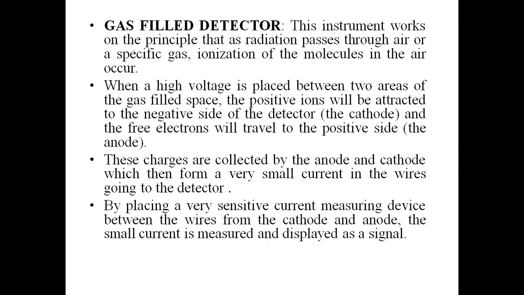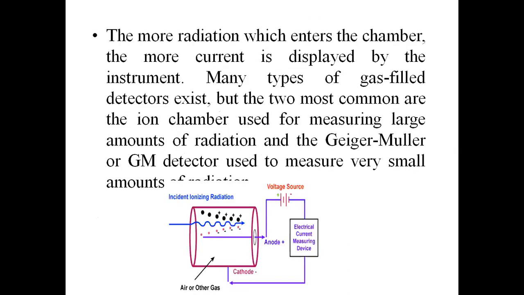Whereas in the case of a gas filled detector, the principle is that as radiation passes through air or a specific gas, ionization of molecules in the air occurs. When a high voltage is placed between two areas of the gas filled space, the positive ions will be attracted to the negative side, and the free electrons will travel to the positive side. These charges are collected by the anode and cathode, which then form a very small current in the wire. By placing a very sensitive current measuring device between the wires from the cathode and anode, the small current is measured and displayed as a signal. The more radiation which enters the chamber, the more current is displayed by the instrument.